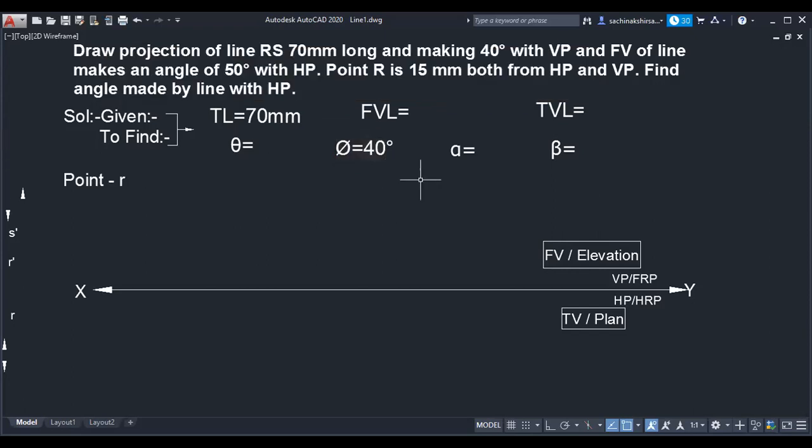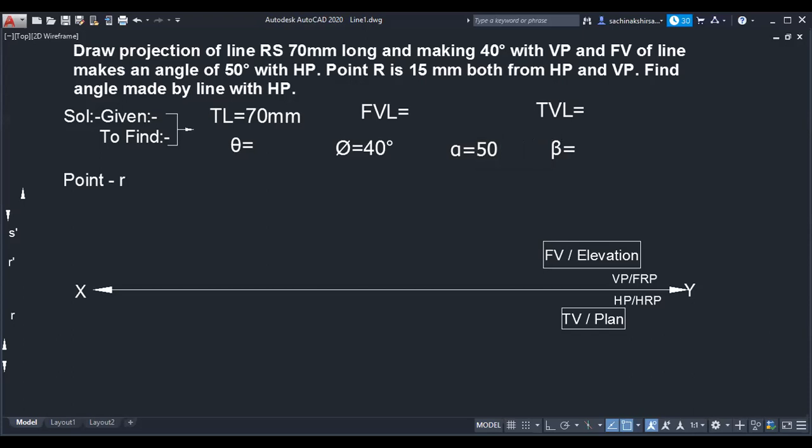Again, what is given? Alpha. Front view of line makes an angle of 50 degree, so with this, alpha is given. I will write 50. So these three things are given: true length, true inclination, and alpha. So the remaining we can find easily.